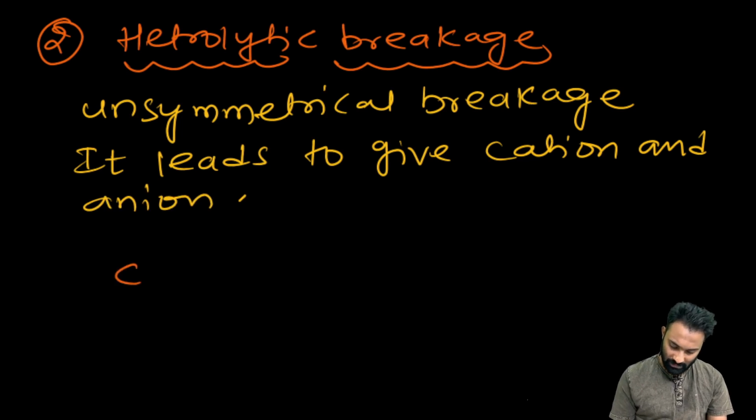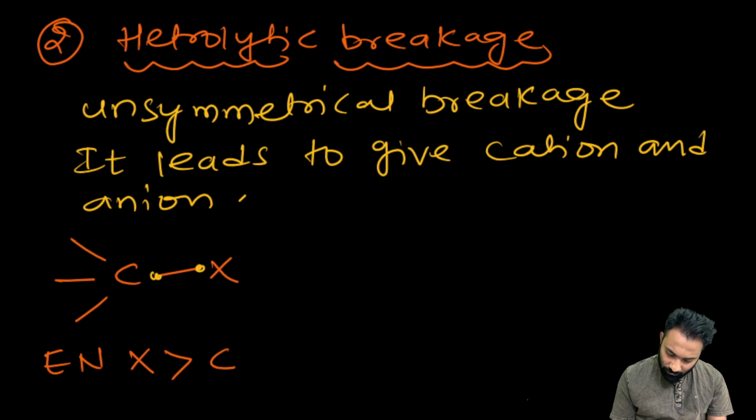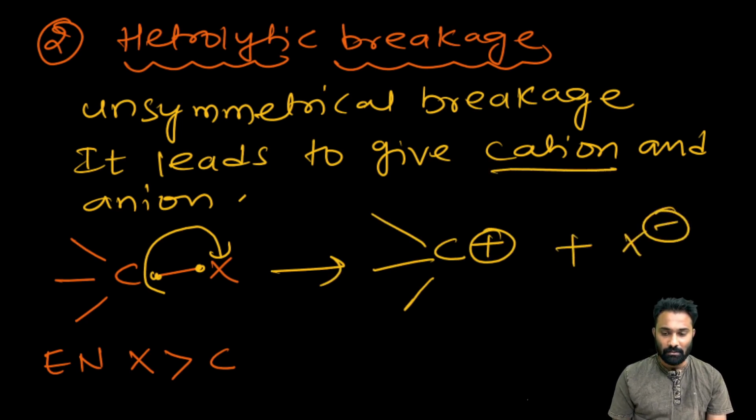Now you see here, this is a carbon, and this is X, let's suppose. Now the electronegativity of X is greater than carbon. If the electronegativity of X is greater than carbon, what will it do? It will take this bond pair of electrons towards itself, and it will form the carbocation, or one cation it will give. Clear? C plus and X minus.